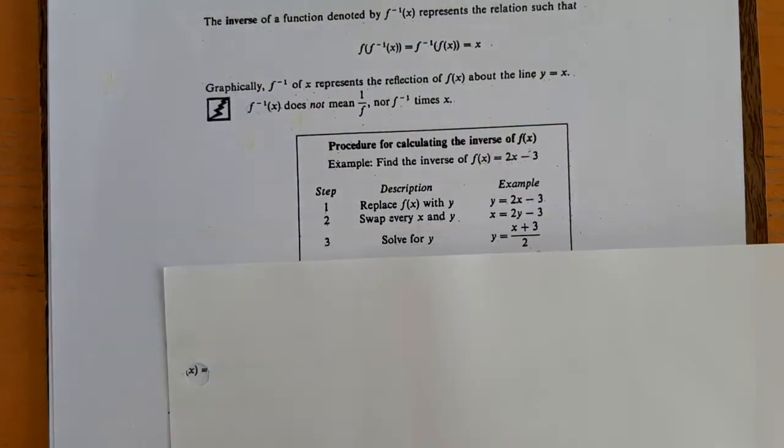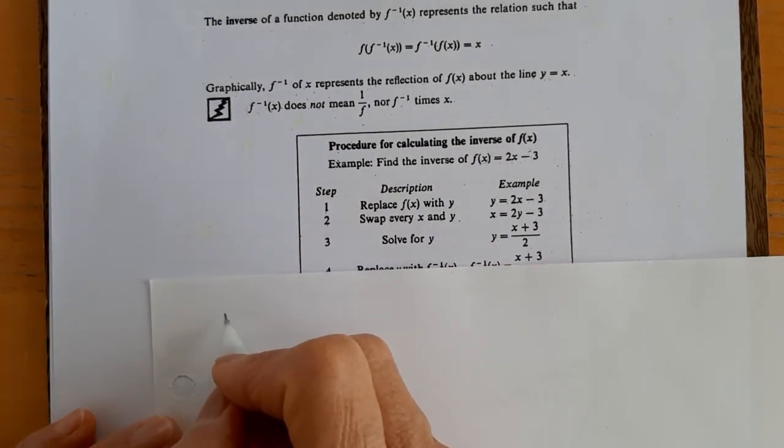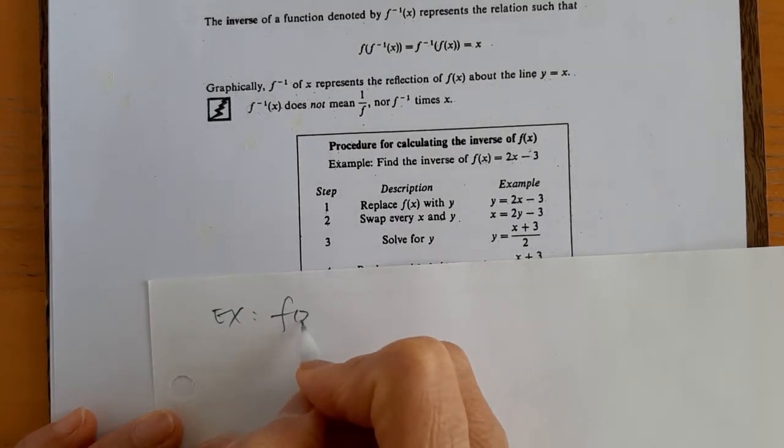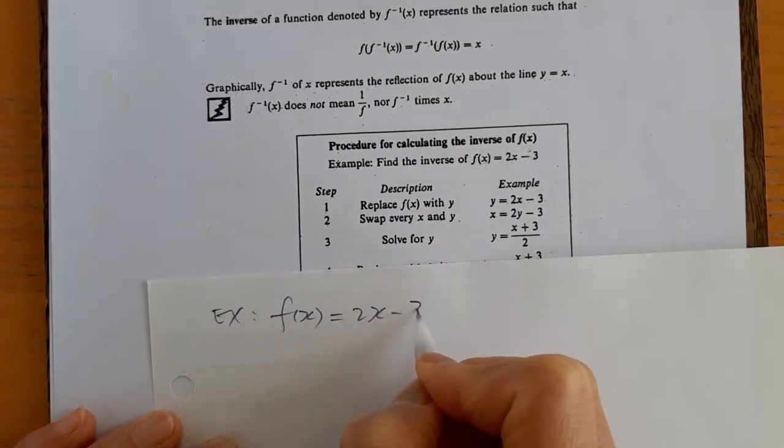Let me show it with this example, for finding the inverse function. Given f of x equal to 2x minus 3.